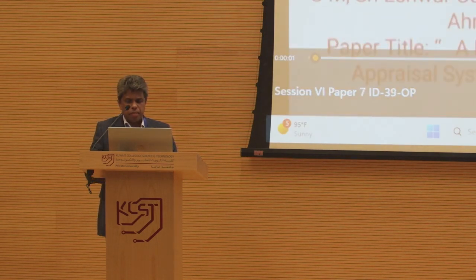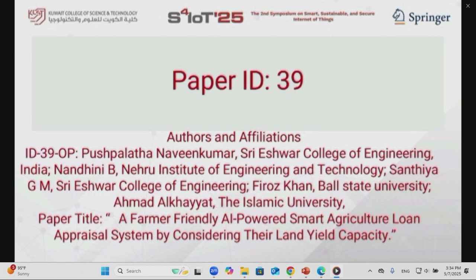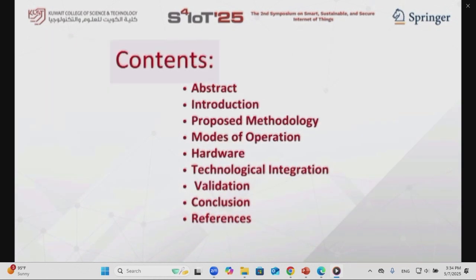Our paper ID is 39, and the paper is titled A Farmer-Friendly AI-Powered Smart Agriculture Loan Appraisal System by Considering Their Land Yield Capacity. The contents of our presentation are abstract, introduction, proposed methodology, modes of operation, hardware system in our project, technological integration, validation, and conclusion, with the references we used to complete our project.